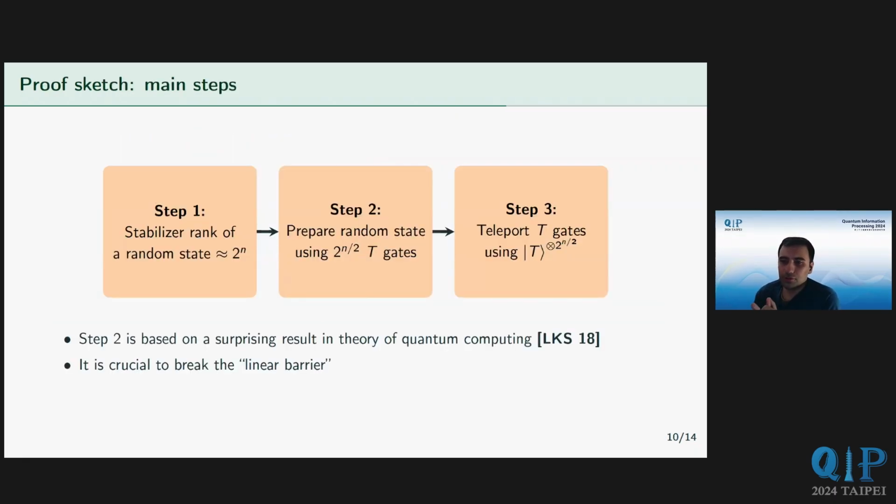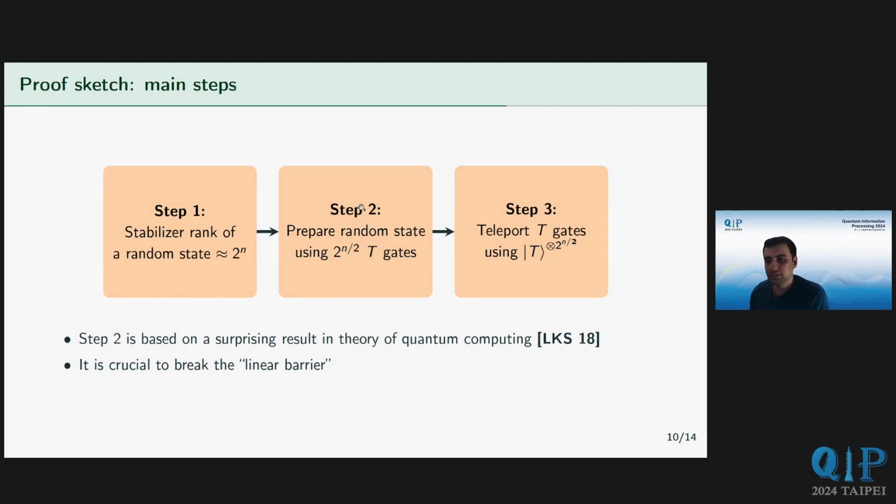What we tried to do was a bit different. We said that, okay, proving a lower bound on the stabilizer rank of a magic state is difficult, but what about a random state? And it turns out that we can prove a very tight bound on the stabilizer rank of a random state. We can prove that the stabilizer rank of an n-qubit random state is almost 2 to the n, and this is the maximum stabilizer rank that one state can have.